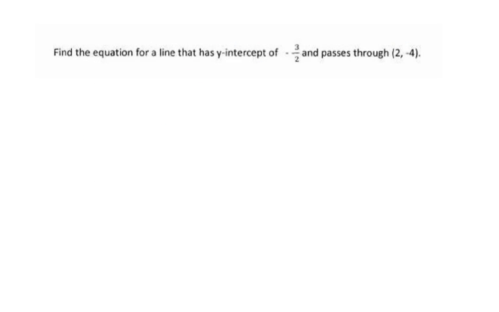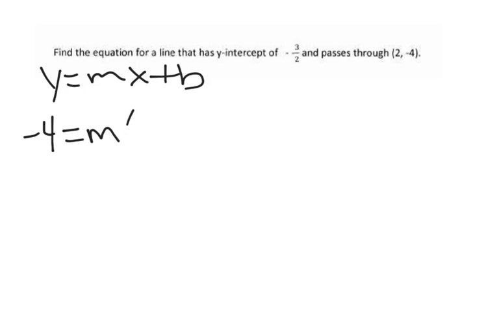So we have a y-intercept, and it passes through the point 2, negative 4. Same thing. You're starting out with y equals mx plus b. Y for the point was negative 4 equals, we don't know m. X for the point was 2. And plus your b, your y-intercept was negative 3/2, so minus 3/2.